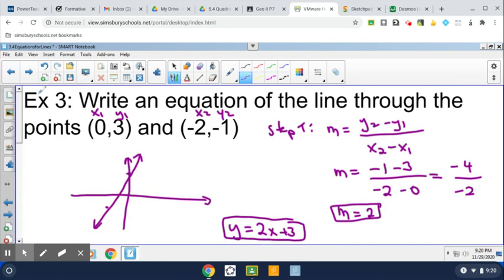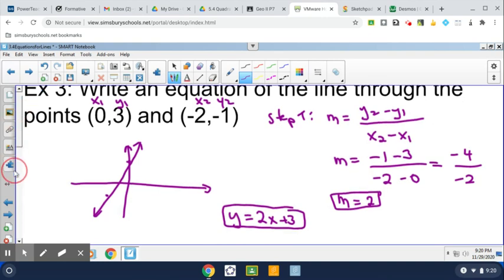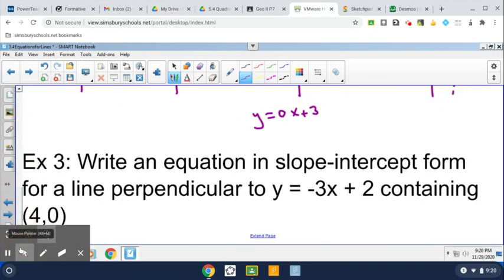Okay, and next question for today. Oh, I went too fast. Let's scroll down. The next question for today is: write an equation in slope-intercept form of a line perpendicular to y equals -3x plus 2 containing 4, 0.